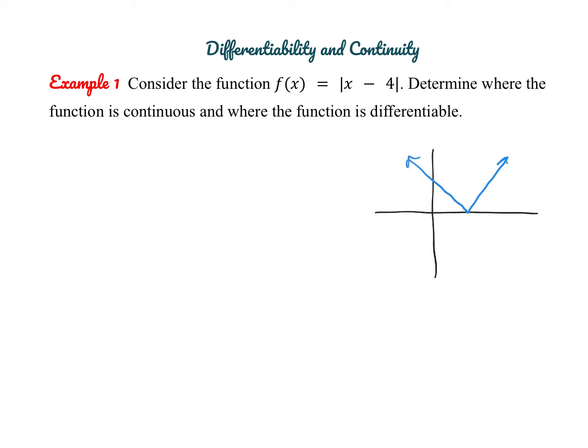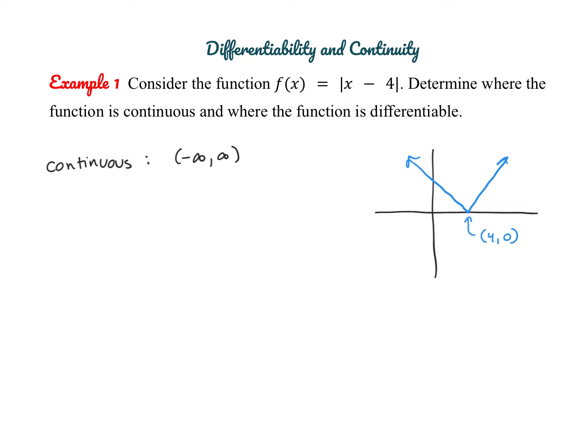It's this V-shaped graph, and this vertex here is at (4, 0), because our graph has just been shifted to the right 4. So absolute value functions are continuous over the interval all real numbers. So we know that we can draw this function without picking up our pencil. There are no discontinuities in this function.